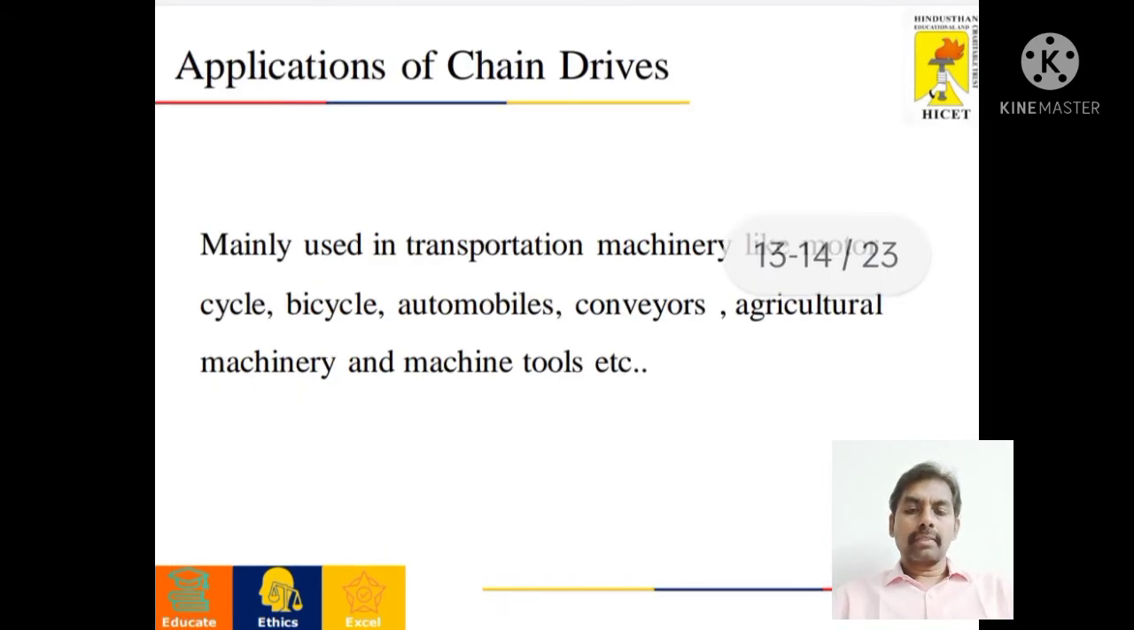Next one is the applications. We are going to use it for the applications. The chain drive is mainly used in transportation machinery, like the motorcycle, bicycle, automobile, conveyors, and you can also see it used in machine tools, agricultural machineries, etc.